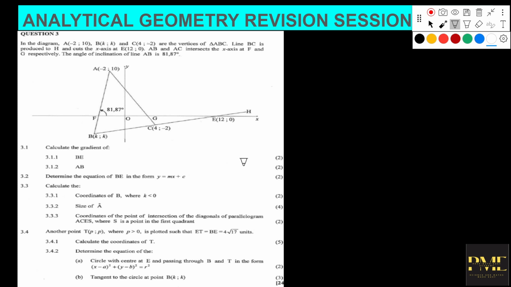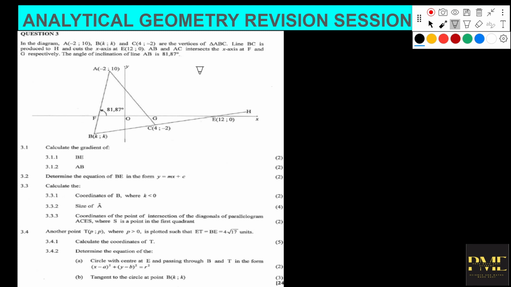Without wasting time, we're just going to be reading our questions, analyzing them, and then you're going to start answering. All right? It reads as follows: A with the coordinates (-2; 10), B with the coordinates (k; k), and C with the coordinates (4; -2) are vertices of triangle ABC. Line BC is produced to H and cuts the x-axis at E. The coordinates of E are (12; 0).